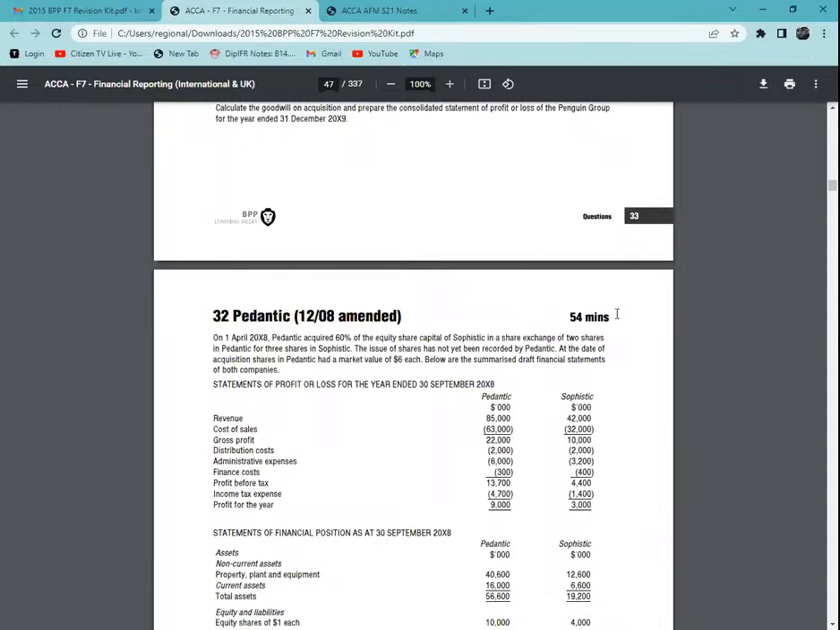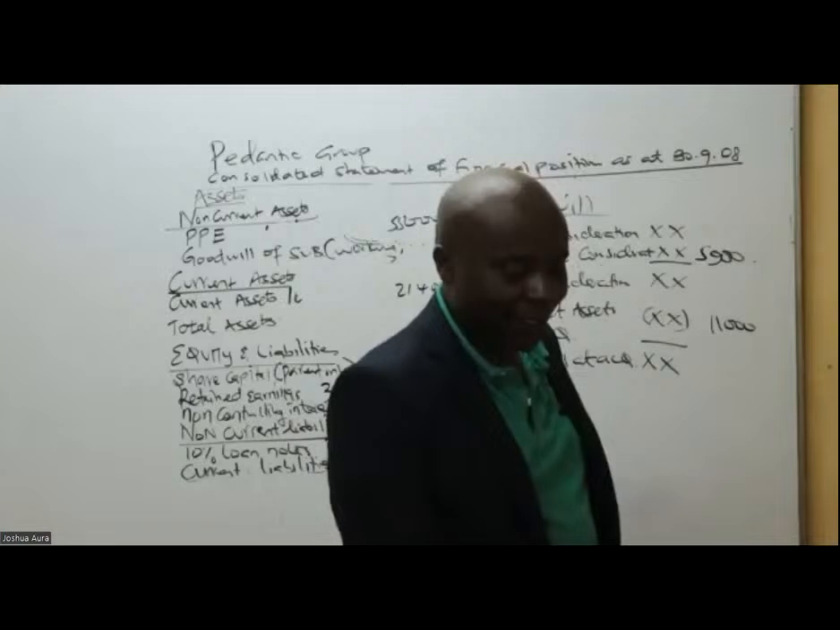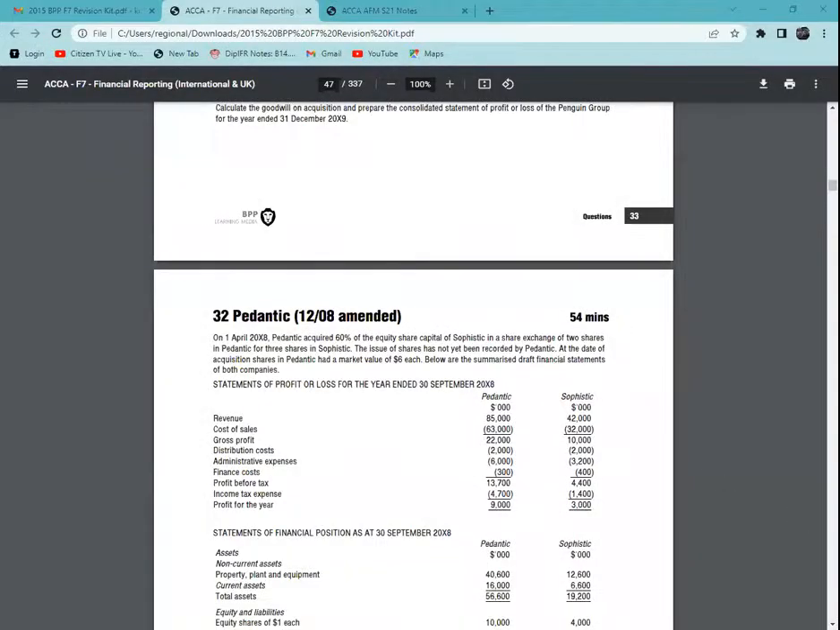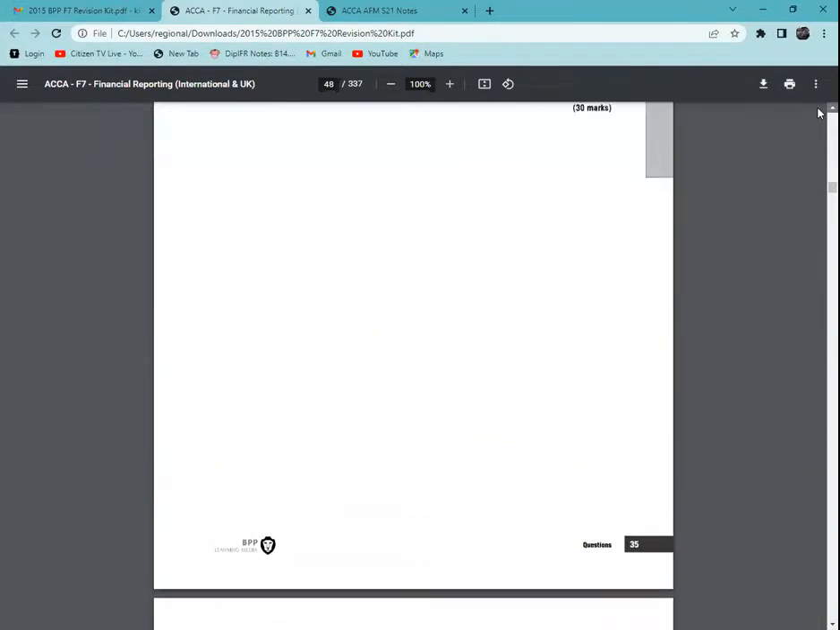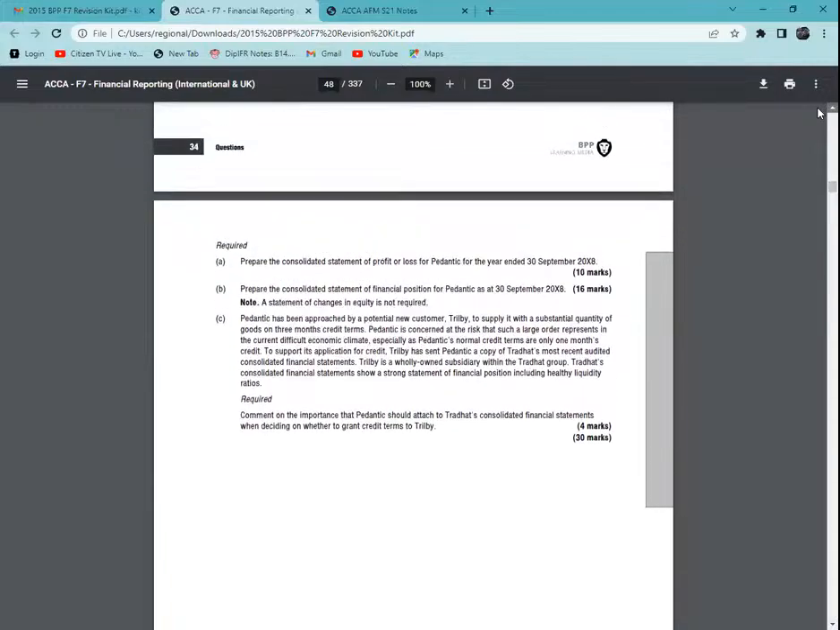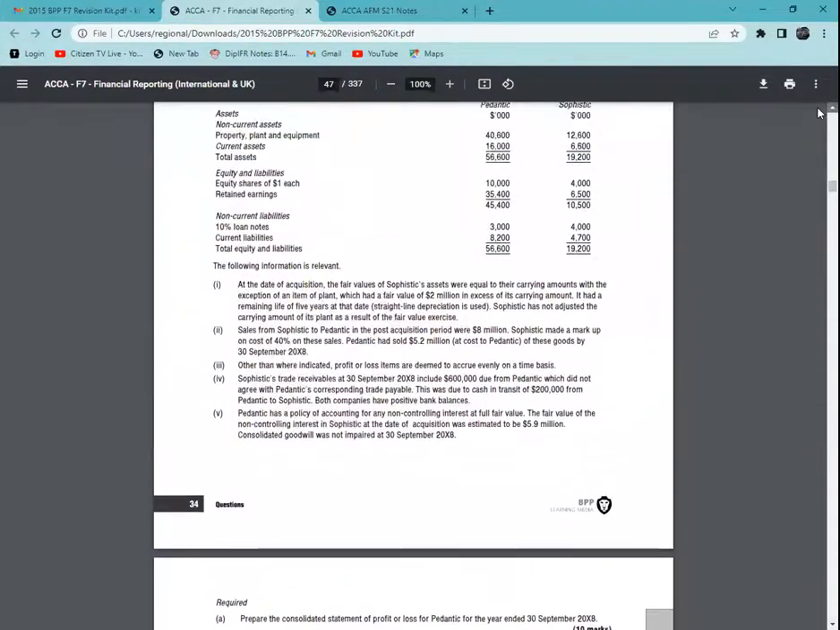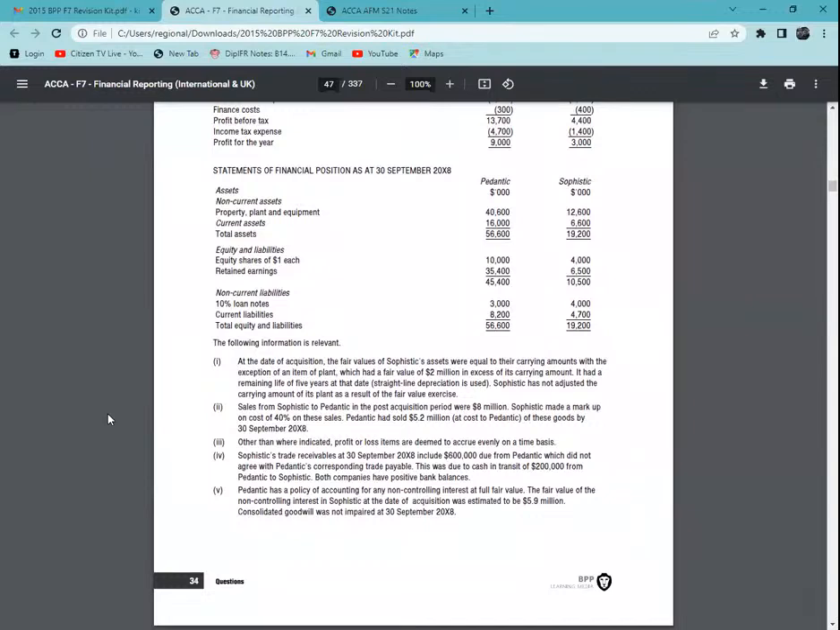Great. So I would want you guys to tell me the number of shares that Sophistic has. Let's start with that first. Please go to the balance sheet of Sophistic and tell us the number of shares that Sophistic has. To get the number of shares, we normally take the share capital divided by par value.